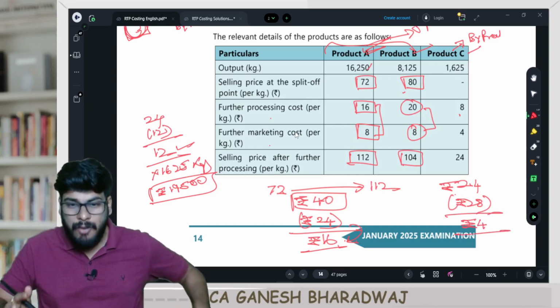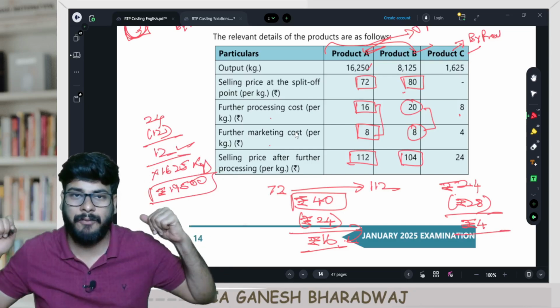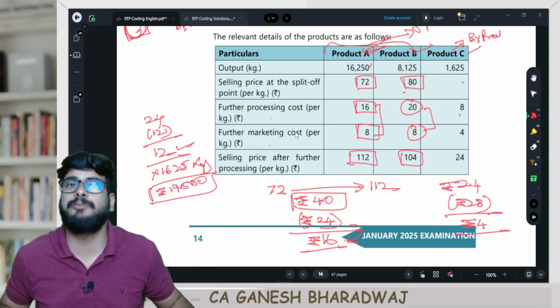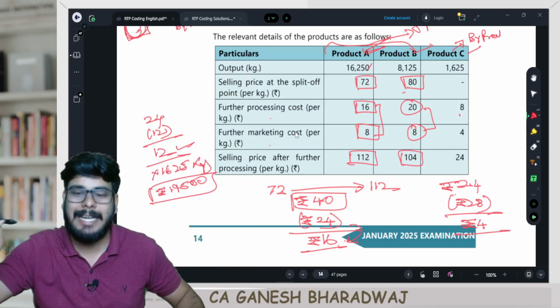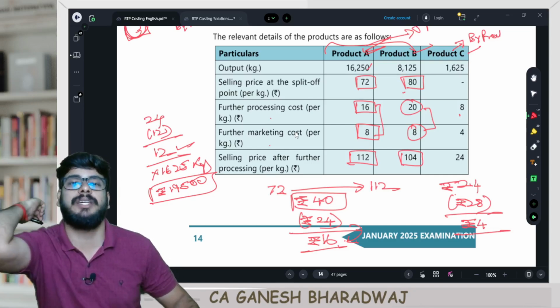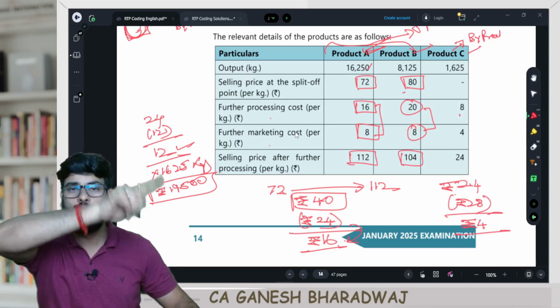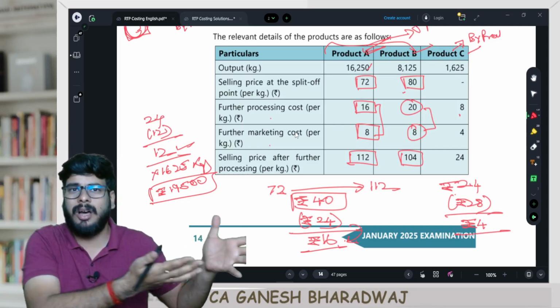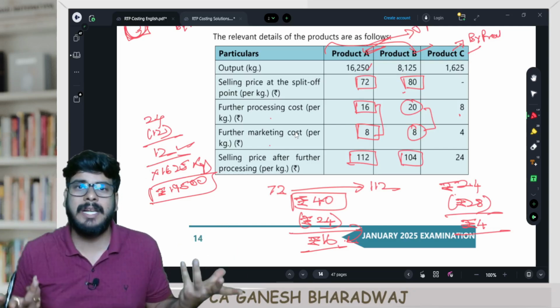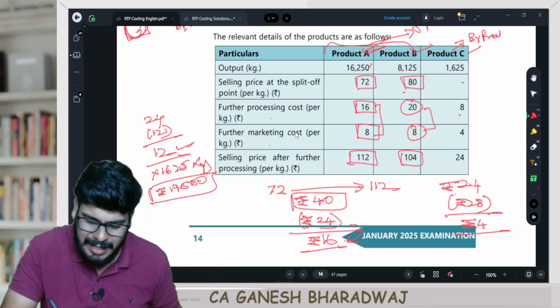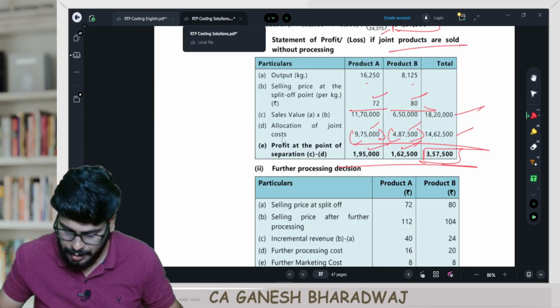Now you tell me, will you voluntarily go and incur a loss of 4 rupees for every unit further process? Absolutely not. So for product B, it makes sense to sell it at the split off point itself. Now for you to arrive at this decision, your joint cost was completely irrelevant. Are you clear with this? Right? This is exactly what they have presented here also.